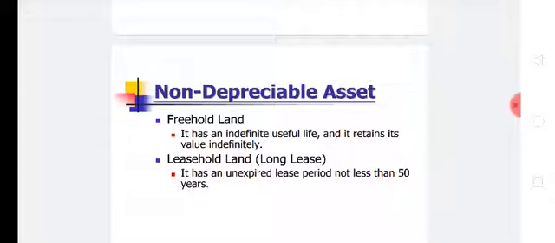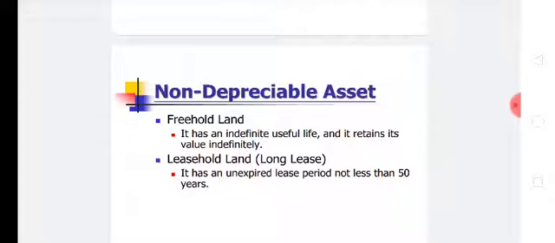And leasehold land. What is leasehold? What is the word lease? You know, there are two types of words, that is rent and lease. Rent is generally on a monthly basis. You have to pay rent for your accommodation for 1 year or 2 years. Those terms are known as rental.